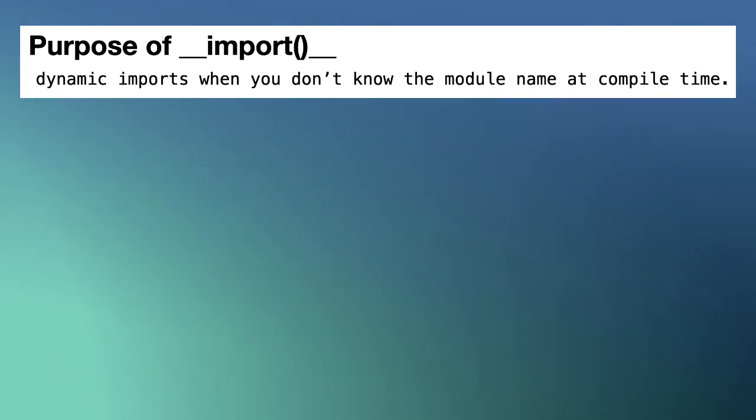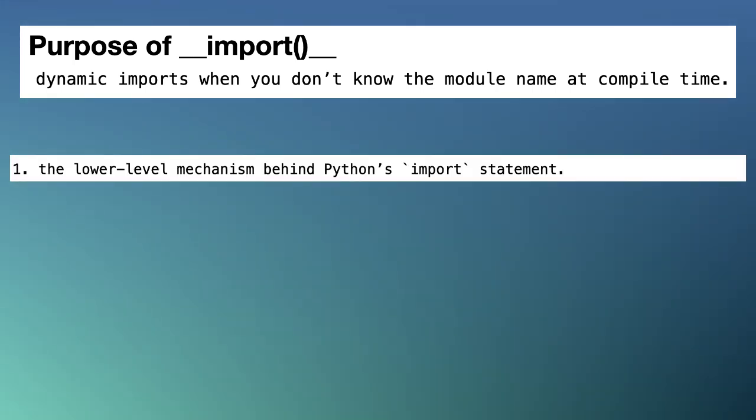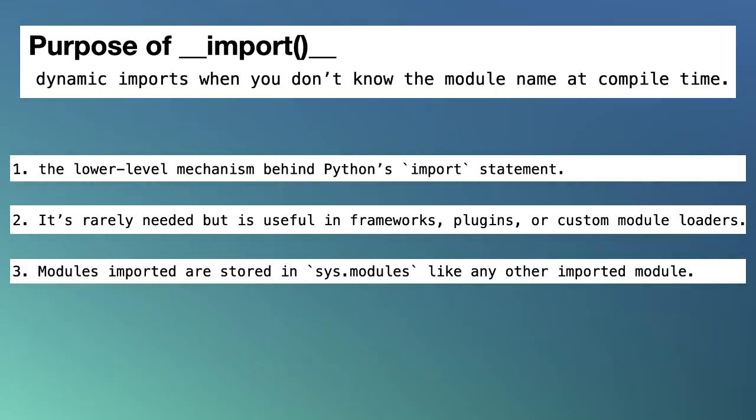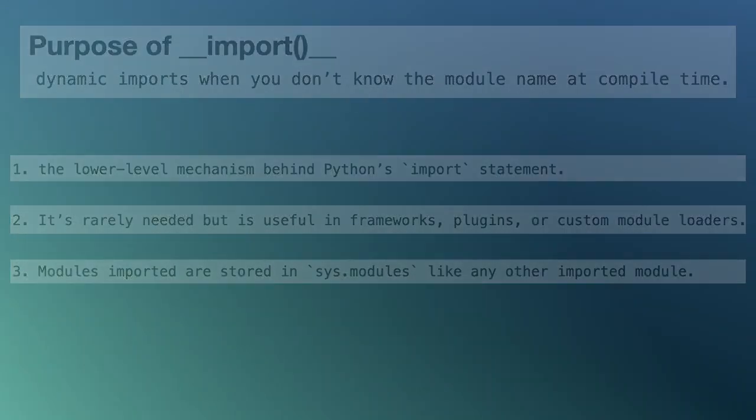Here are a few key concepts. First, the __import__ function is the lower-level mechanism behind Python's import statement. It's rarely needed in everyday coding, but it is useful in frameworks, plugins, or custom module loaders. And modules imported with the __import__ function are stored in sys.modules, like any other imported module.